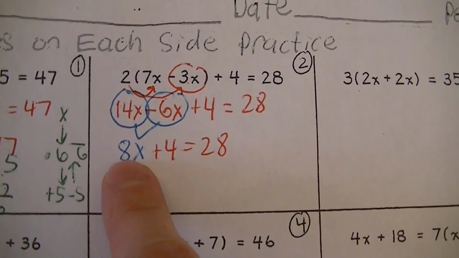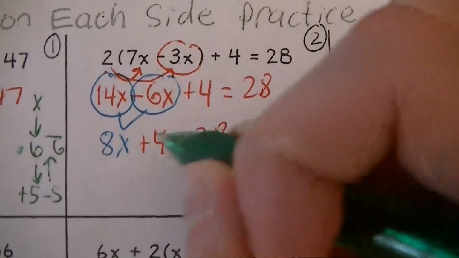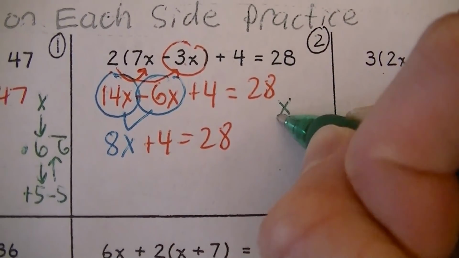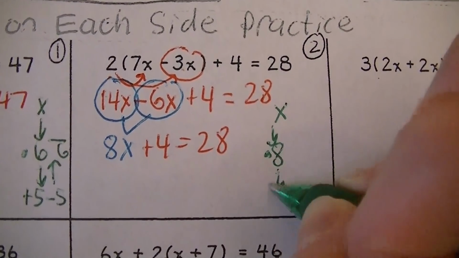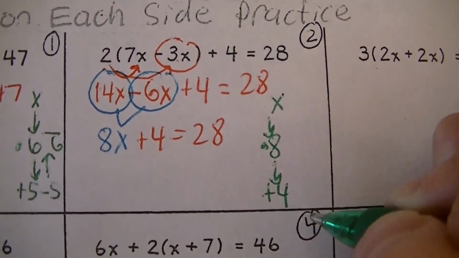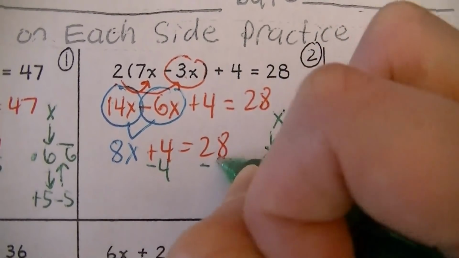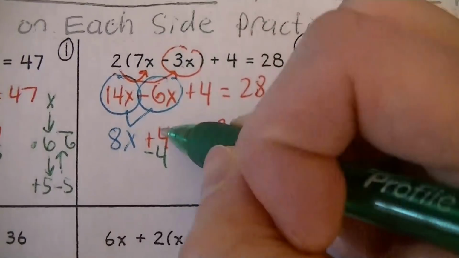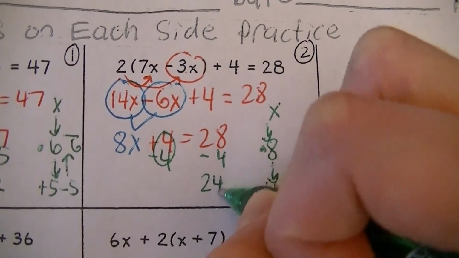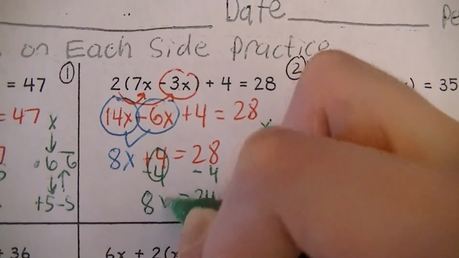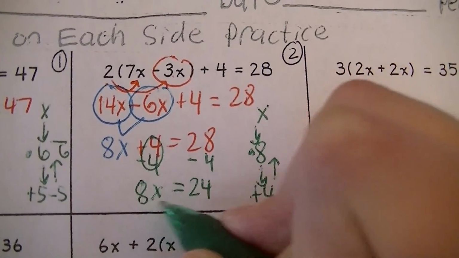And now that you have a variable on only one side of that equal sign, now you want to build that equation. So start with x, then we multiplied it by 8, and then after that they added 4. The inverse operation of adding 4 is subtracting 4, so you want to do that to both sides of that equal sign. 4 subtract 4 is 0. 28 subtract 4 is 24. Bring everything down, please.